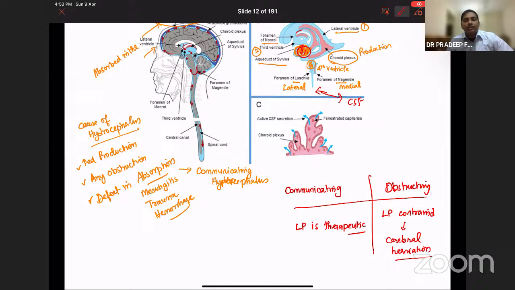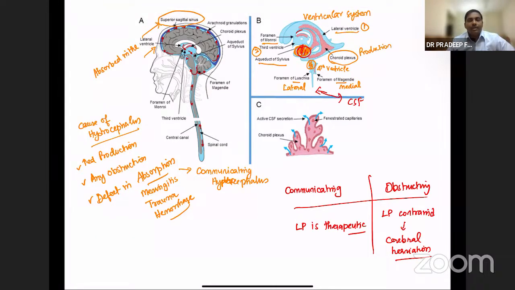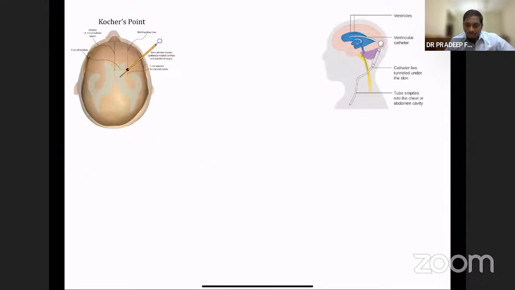So what to do in a case of an obstructing hydrocephalus? Ideally, it should be identified by imaging to identify what is the cause. And based on the level of obstruction, the following treatment options are there. The most important being, our aim is to reduce the intracranial pressure. So the intracranial pressure here is either due to increased CSF or a mass lesion. Both should be treated. So this is treated with the help of an external ventricular drain.